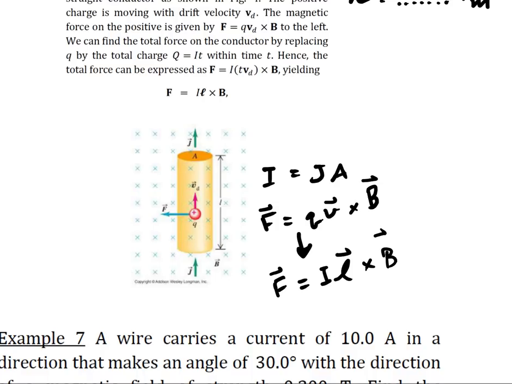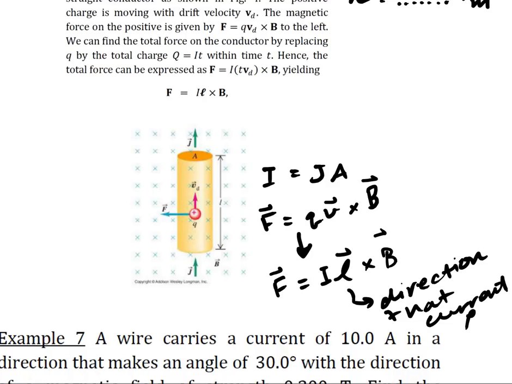Okay, so this vector L, it is in the similar direction to I. Is the direction that current flow, and B is the direction of the magnetic field. So from the right hand rule, in which you can practice by yourself, you can get the direction of force going to the left hand side.